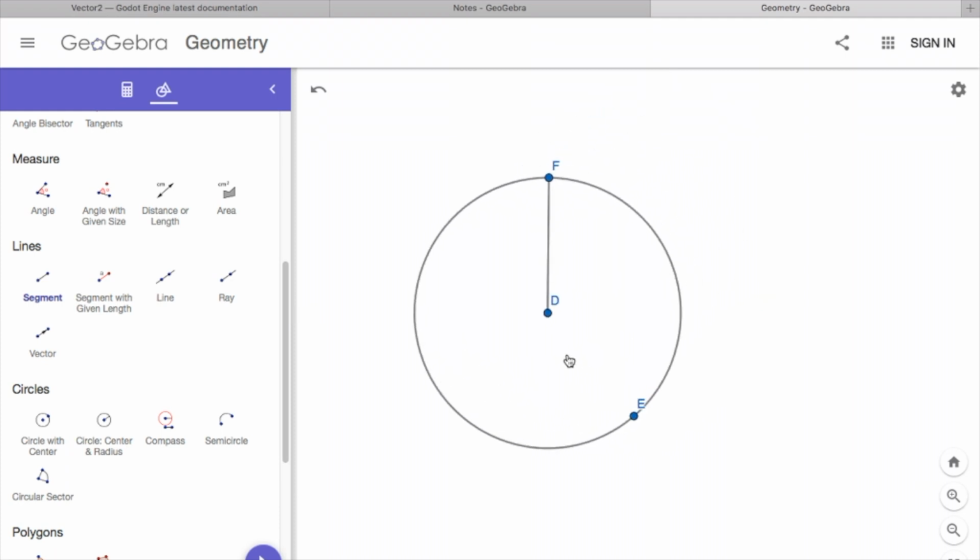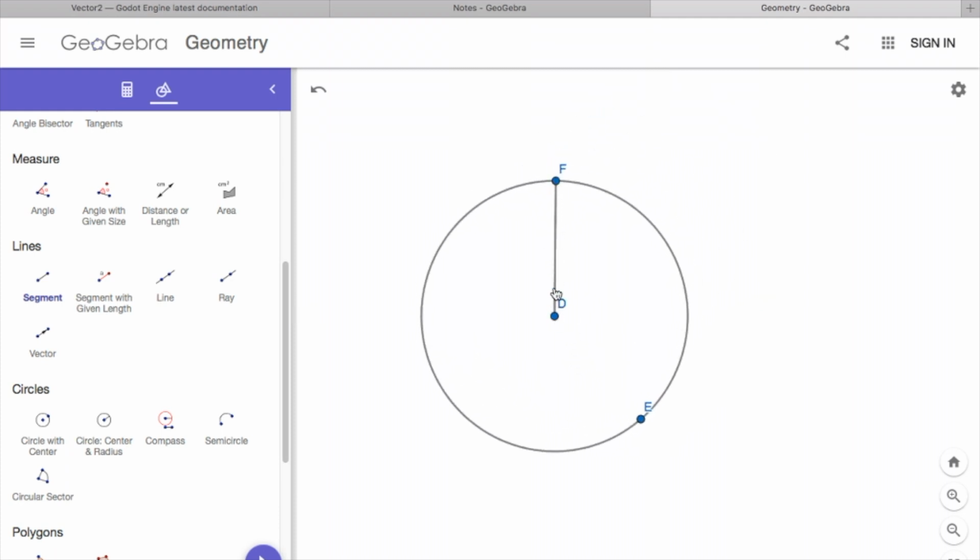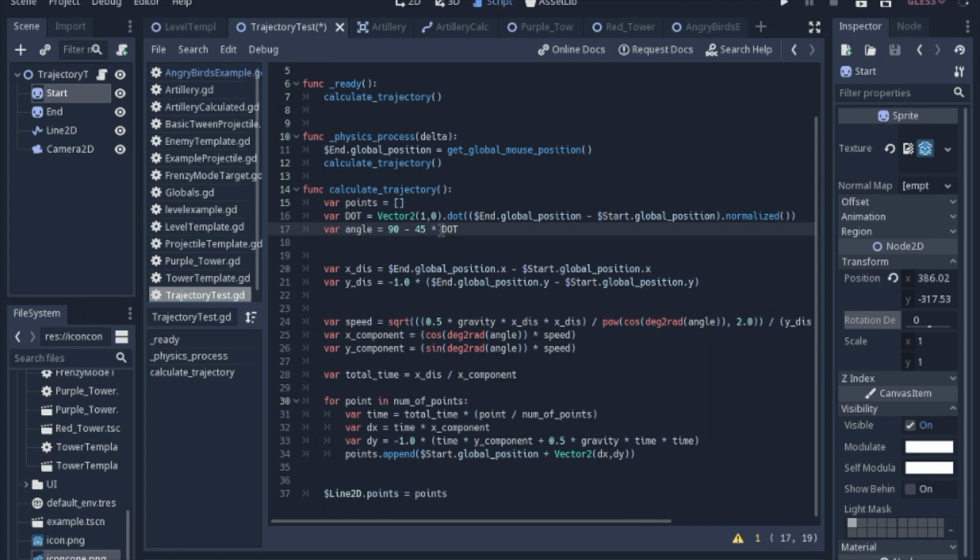So when we have our circle, this is going to be 90 degrees. So we're going to add 45 degrees if we want it to be to the left, and we're going to subtract 45 degrees if we want it to be to the right. So what's going to happen is if the dot product is 1, or the target is directly to the right of the starting point, it's going to subtract those 45 degrees. If it's directly to the left, it's going to add those 45 degrees because the dot product will be -1.